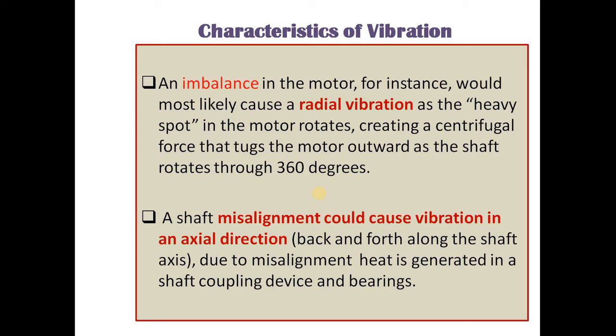Characteristic of vibration. We see the vibration can be of two types: radial vibration and axial vibration. Imbalance creates radial vibration, misalignment creates axial vibration.